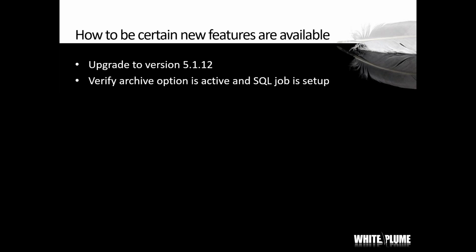How are you certain that the new features are available? Well, first of all, you'll have to upgrade to version 5.1.12 that's already available. Verify that the archive option is active and your SQL job is set up, so when you tell support you're ready to do this, they'll look to make sure that option is turned on. This is an optional choice. Your Excel Capture user does not have to see this information. You have to choose to include it in your header design, and we'll work with your form rep. If you're charge passing, then this isn't relevant to you, but your users will see it in Excel Smart.